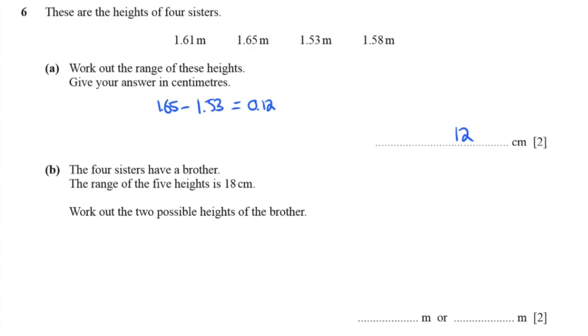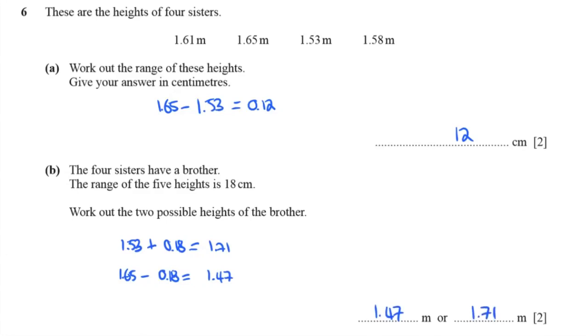So if we take the smallest height, 1.53, and we add, it's in meters, right? We add 18 centimeters, we will get the brother's height, 0.18. And if we take the largest value, which is 1.65, and we subtract the 18 centimeters, we would get a possible height for the brother of the smaller amount. All right, so the larger one is 1.71 and the smaller one is 1.47. Either it's a big brother or it's a little brother.